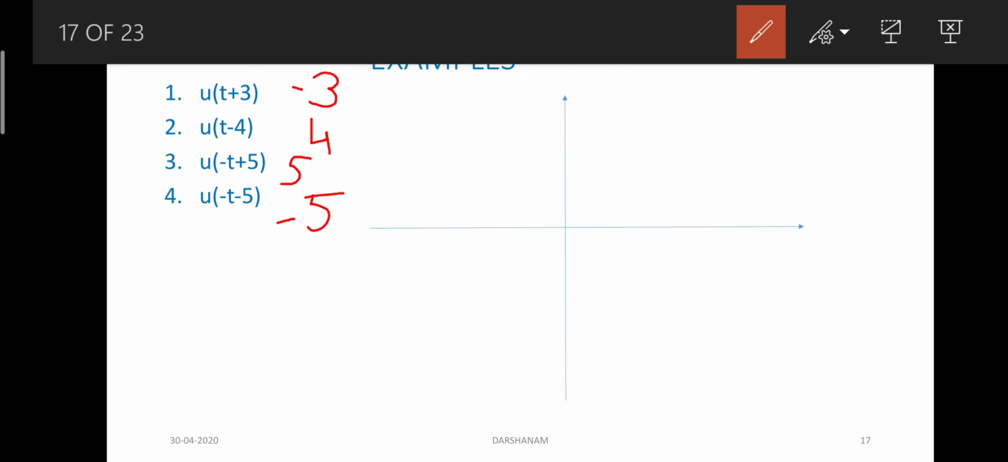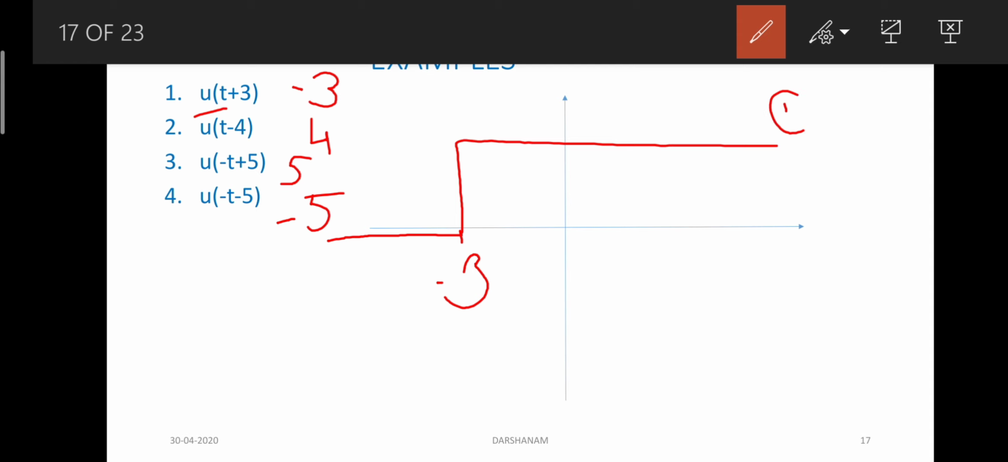While drawing the first figure, the coefficient of t is positive. So it will be an upward moving step with discontinuity at minus 3. Let here be the minus 3, and it will be an upward moving step. So the graph will look like this. This is the graph of the first one.